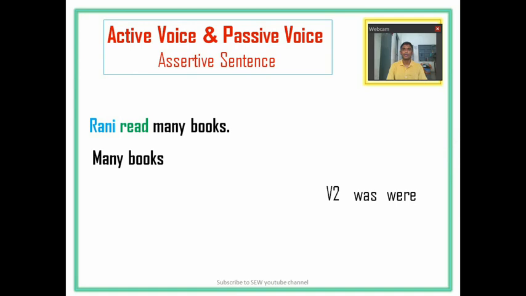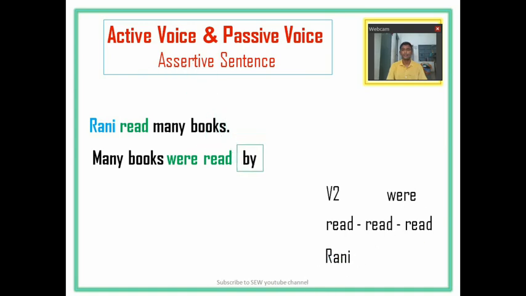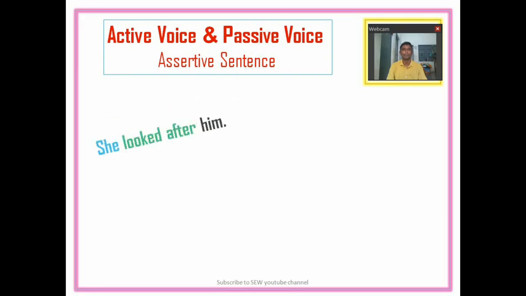If it is V2, was and were are the helping verbs. Many books is plural, so were should be used. So many books were, and the verb forms of read are read, read, read. So read should be used, and the preposition by should be written, and the subject is Rani. So Rani will be Rani only. So many books were read by Rani is the passive form of Rani read many books.